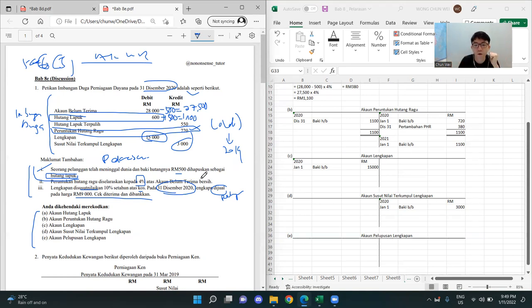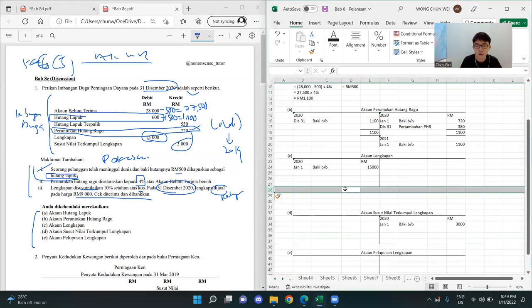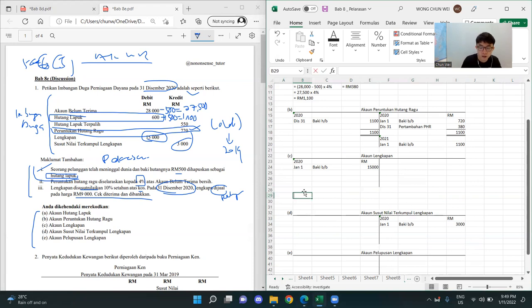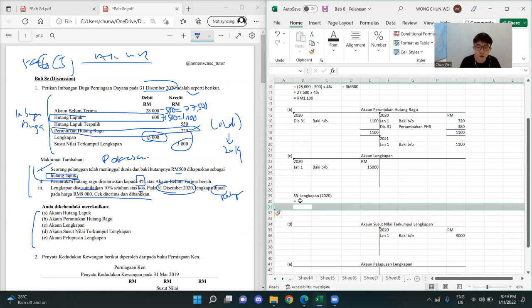So how do we record for this susut nilai? So you have to calculate lah, right? So the susut nilai lengkapan for 2020. Right. So all this working you can show beside lah, okay? If you want to calculate. Because you have to calculate or else you don't know.